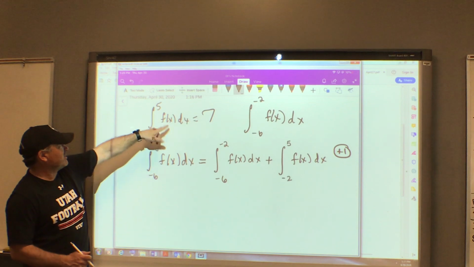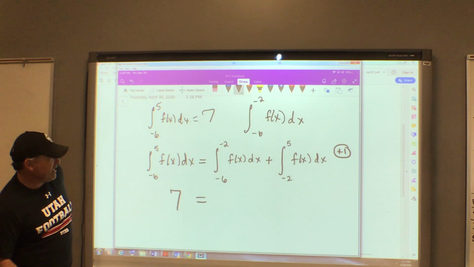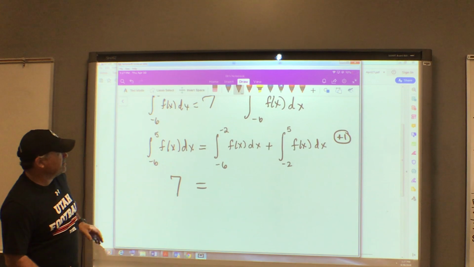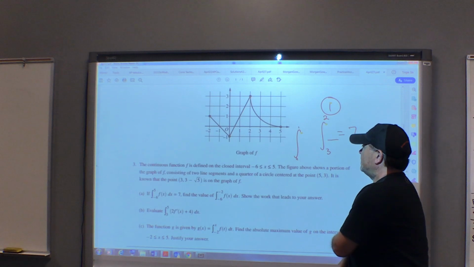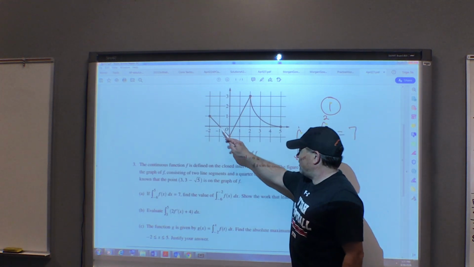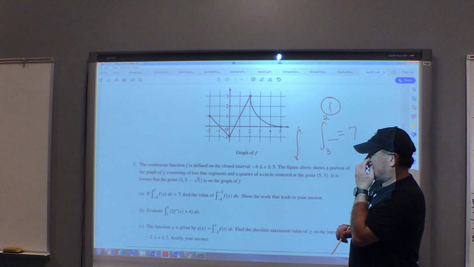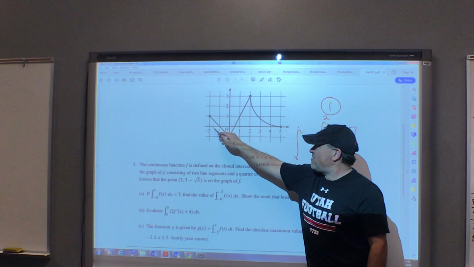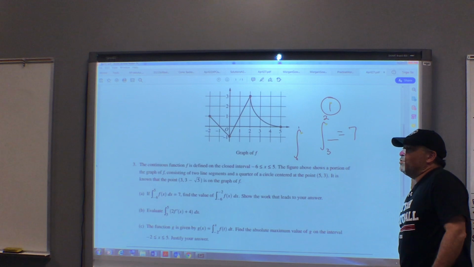The integral from negative 6 to 5 of f of x dx is 7, so we're going to make that substitution. Let's double check that again. Is that what they've given us here? Yep, they want us to find that. So they want this part, which means we can calculate that part, which is going to also be worth a point.